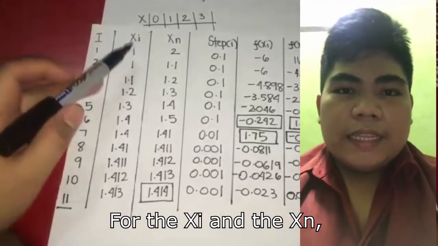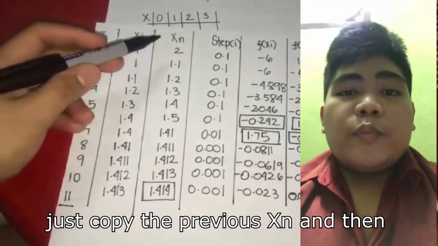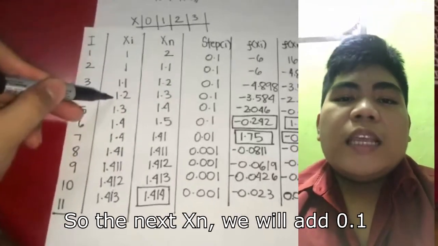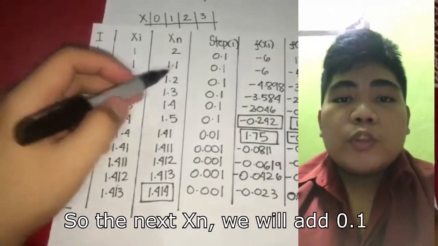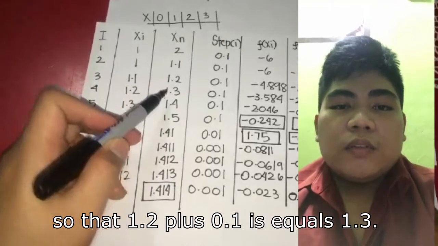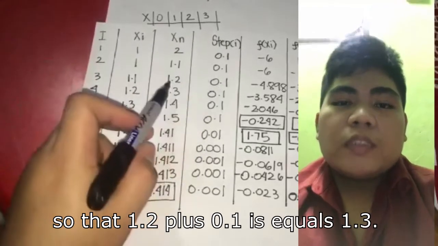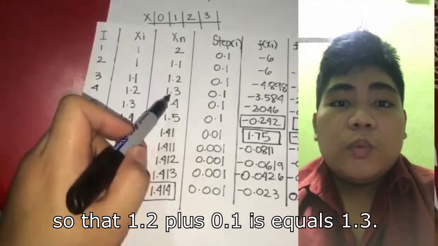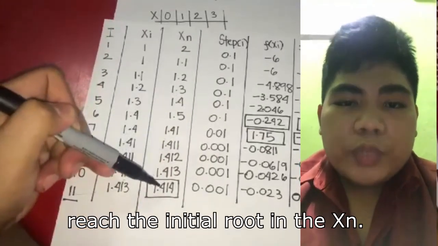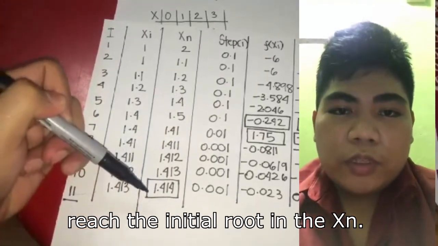For the xi and the xn, just copy the previous xn and then write it in the xi. So for the next xn, we will add 0.1 from the step column to the xn, so that 1.2 plus 0.1 equals 1.3. We will use those processes until we reach the initial root in the xn.